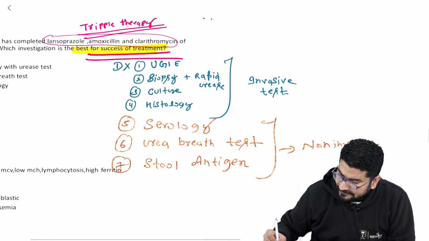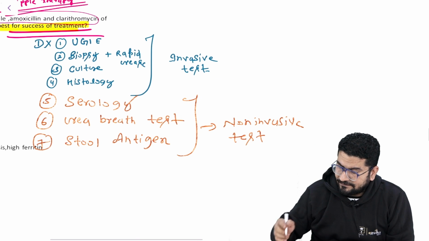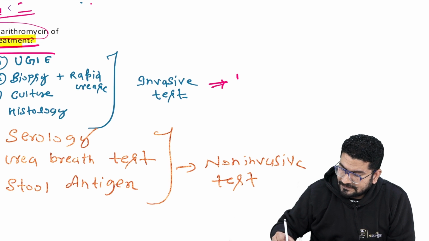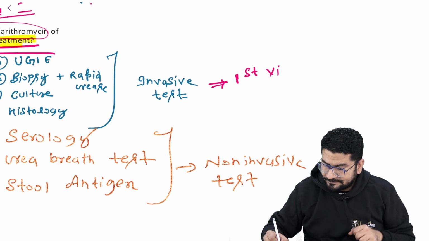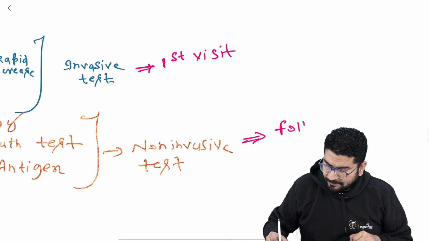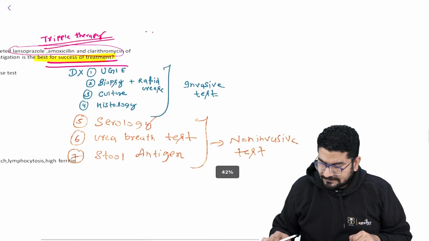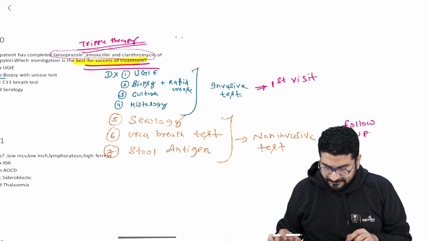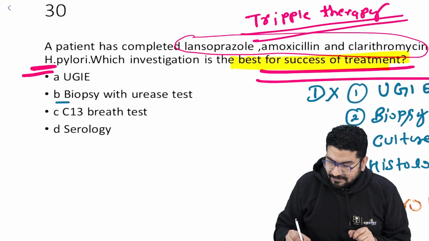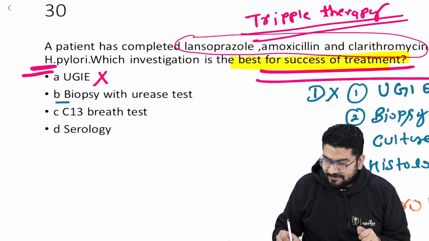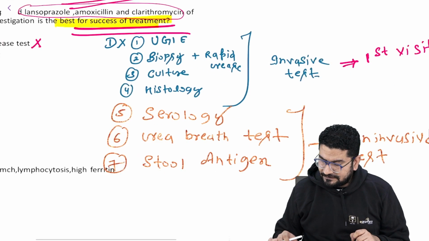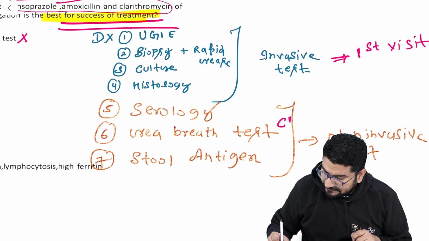So understand this, invasive tests, usually we recommend whenever we want to diagnose a condition. So in the first visit we can perform these tests, but for follow-up, to notice the success of treatment, what do we perform? So first let me see the options, then I'll come back to this topic once again. So if you see here, upper GI endoscopy we can do for diagnostic purpose but not for the follow-up. Again, biopsy will be invasive, endoscopy is invasive. Now we are left with two choices, serology and C13. This urea breath test is using C13.